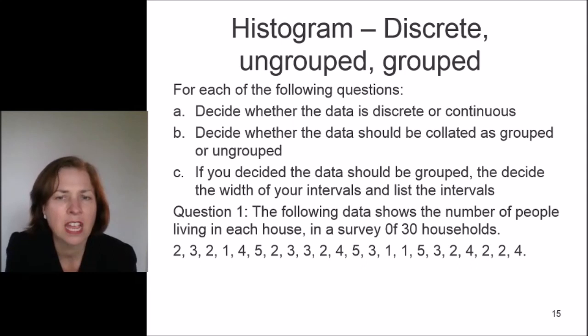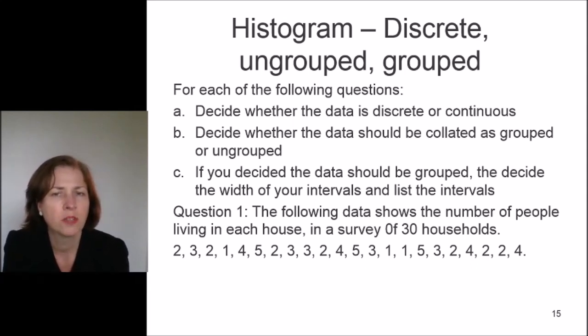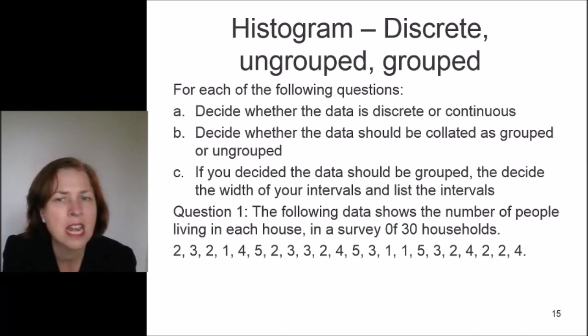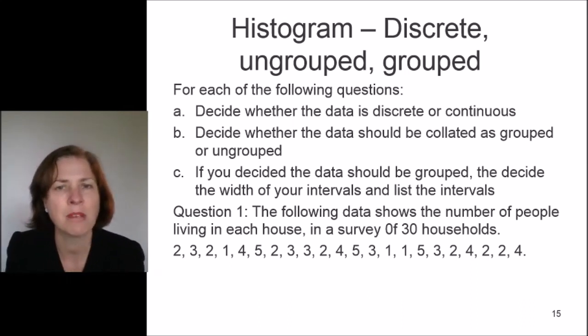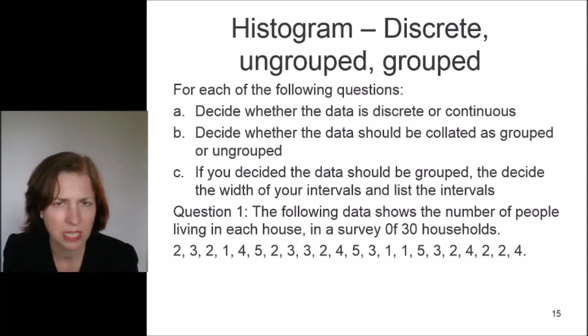So for question 1, the following data shows the number of people living in each house in a survey of 30 households. So is this discrete or continuous? Well, the clue is where it says the number of people. I'm definitely counting there. So the number of people is going to be discrete.